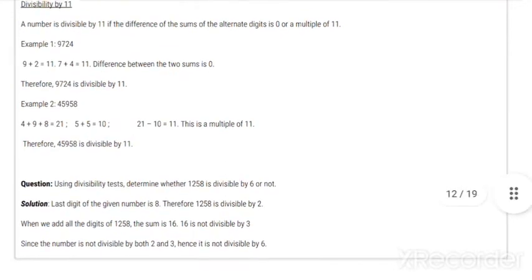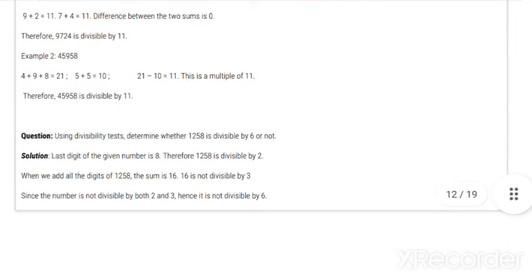Now, children, one question is showing on the screen. Using divisibility test, determine whether the given number 1258 is divisible by 6 or not. So, children, if you see carefully, the given number is not divisible by both 2 and 3. So, children, we say that the given number is not divisible by 6.